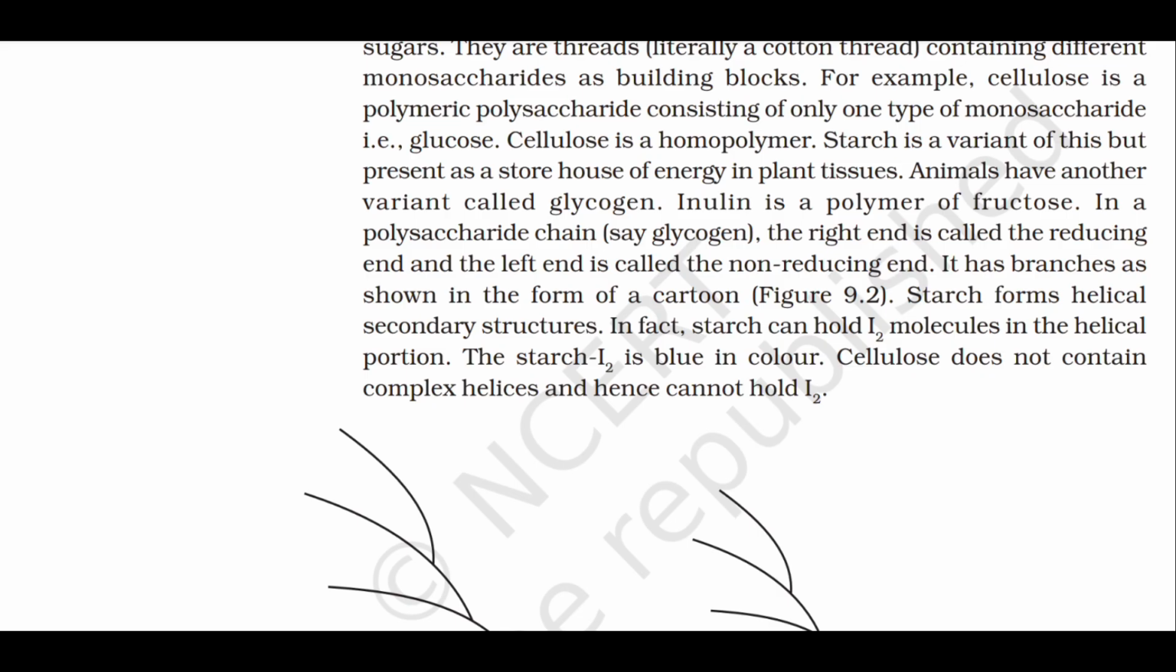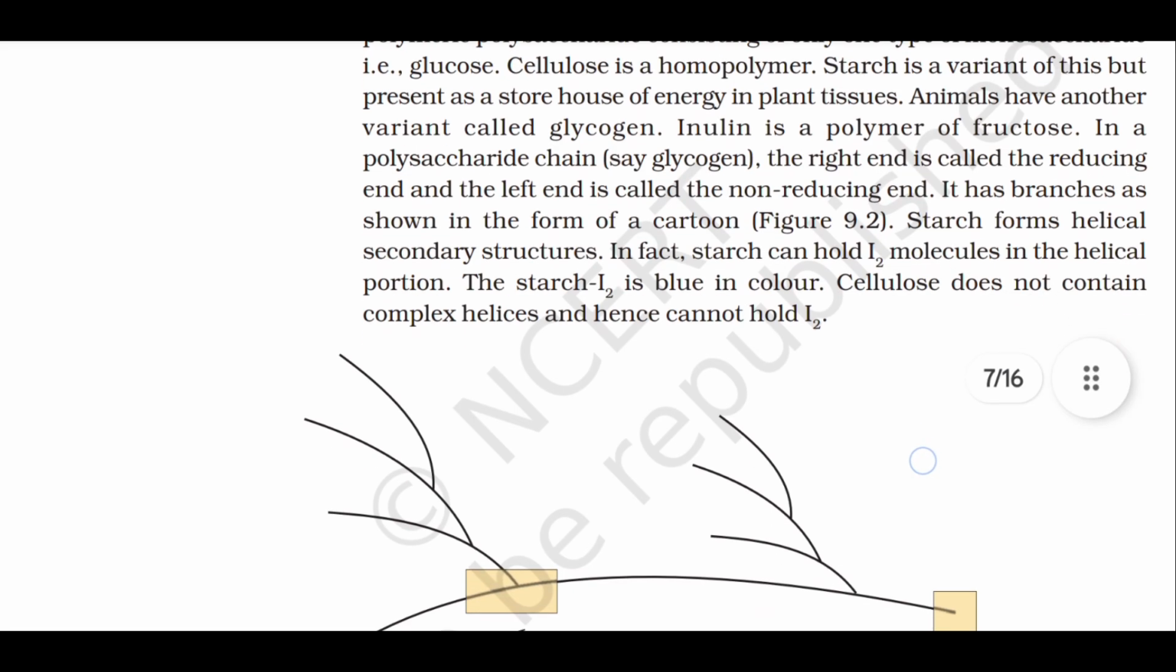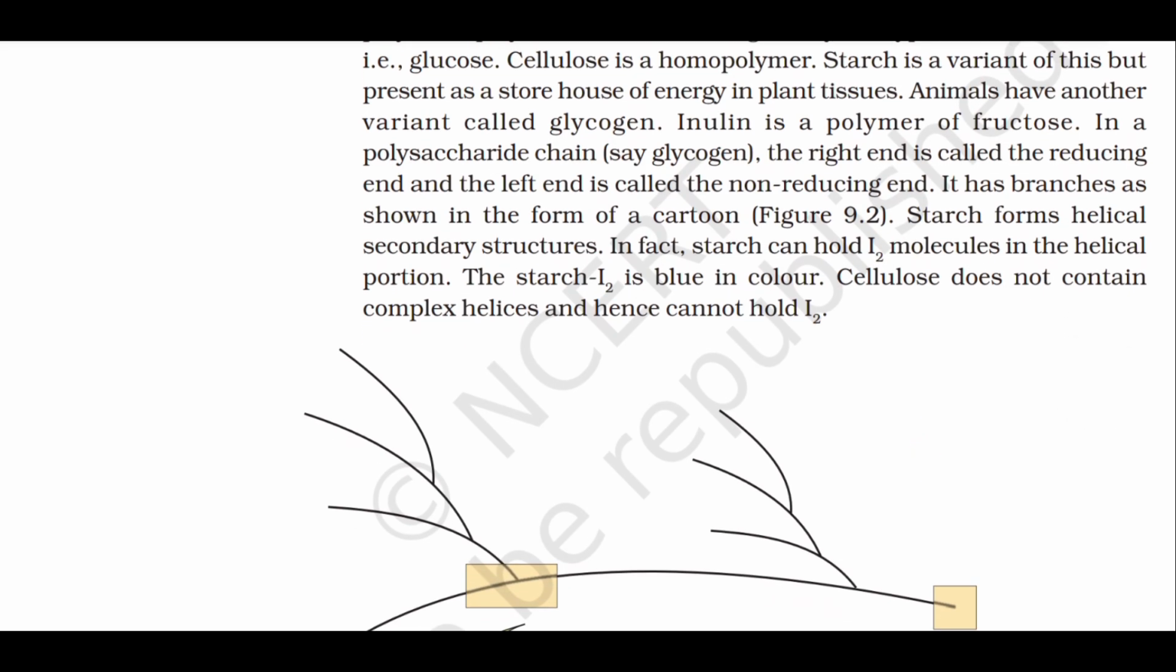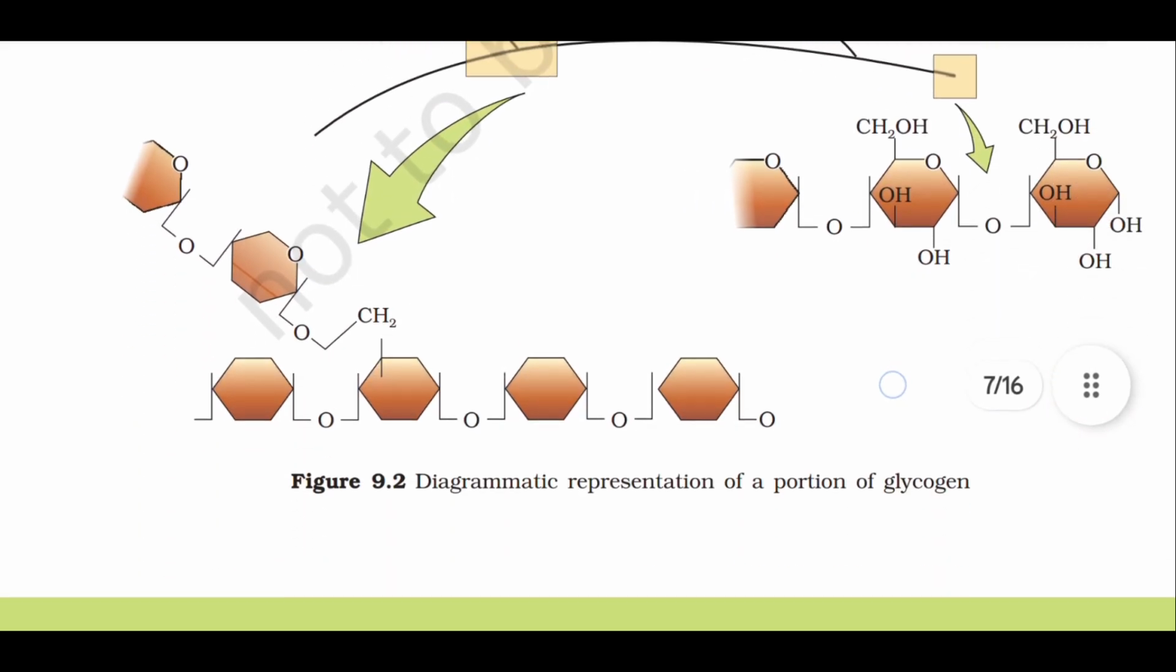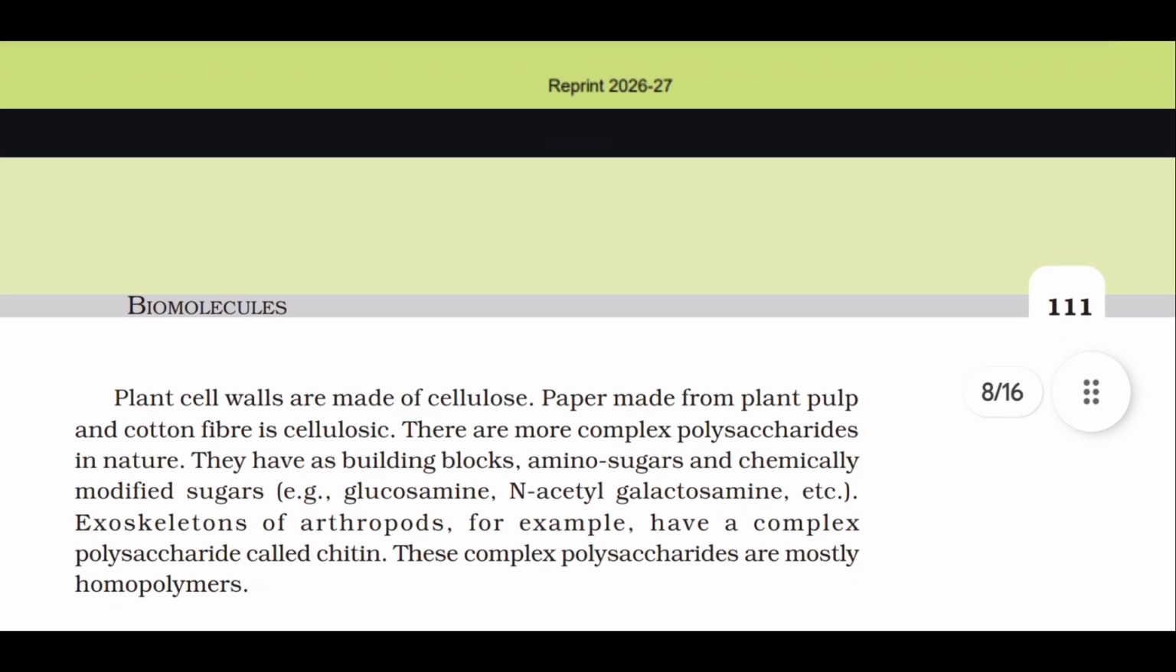Starch forms helical secondary structures. In fact, starch can hold iodine molecules in the helical portion. The starch-iodine complex is blue in color. Cellulose does not contain complex helices and hence cannot hold iodine. Plant cell walls are made of cellulose. Paper made from plant pulp and cotton fiber is cellulosic.